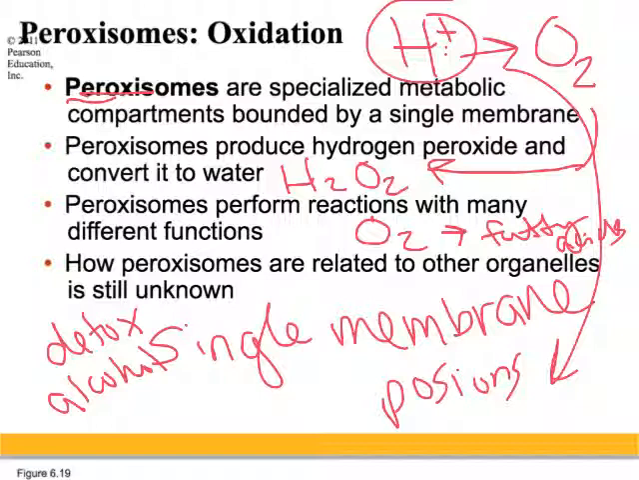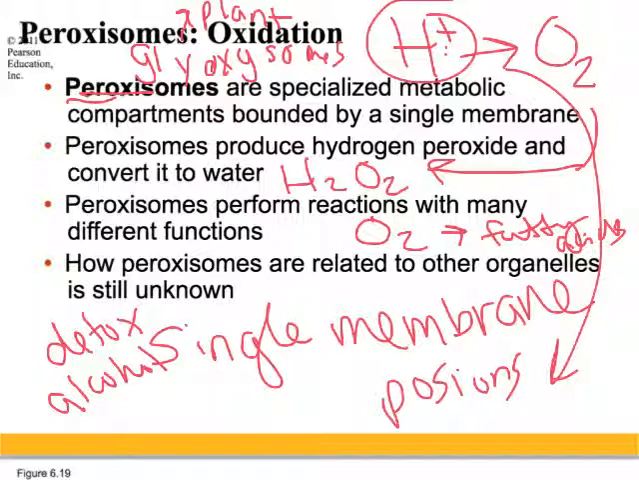Some different peroxisomes you may hear of are glyoxysomes, and you'll find these in plant seeds, because they're going to help with seedlings when they germinate, so that they can have a source of energy by converting fatty acids to sugar, until they can actually go through photosynthesis.